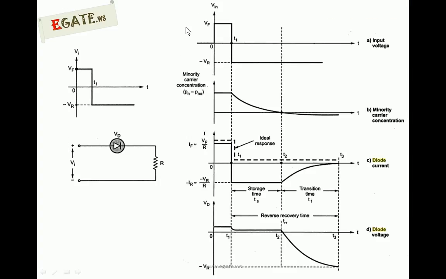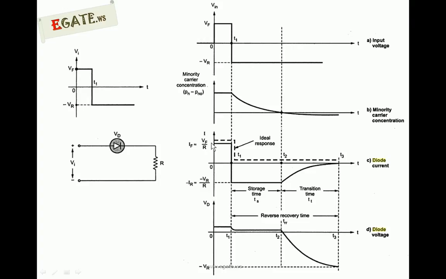So we can draw the waveforms in this way. Let us assume input voltage is applied. Before t is equal to t1, just look at this vertical line. Left of this vertical line implies the diode is under forward bias. Whenever the diode is under forward bias, the excess minority carriers on the n side are pn minus pn naught, and because of that you will get a large forward bias current. That forward current is nothing but Vf by R.